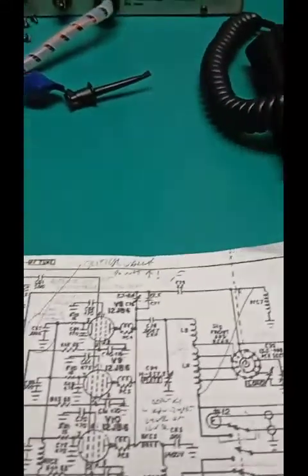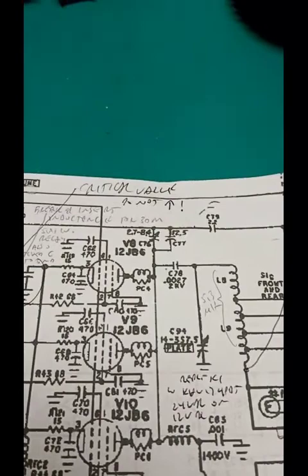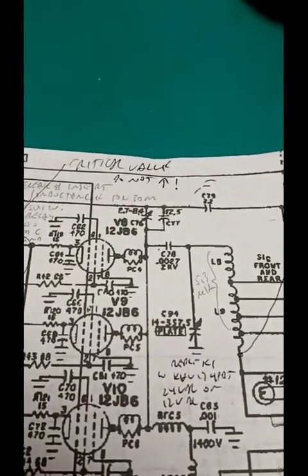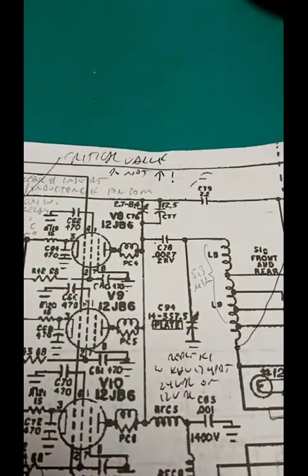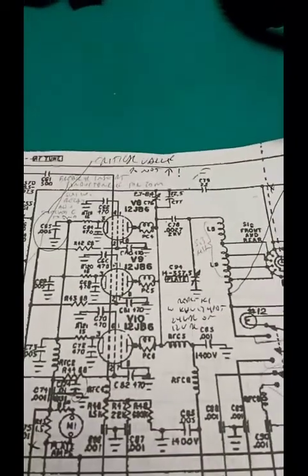The neutralization is critical. The instructions are to get it working on 10 and to adjust neutralization on 10. But if the neutralization is off, the transmitter won't work on 10 meters, so you're stuck. Neutralization has an effect on 40 meters.